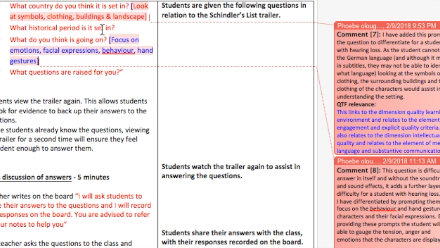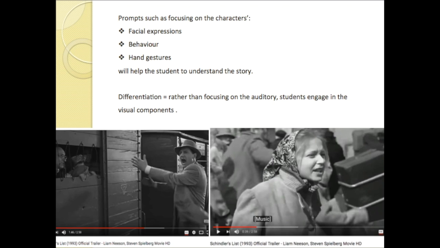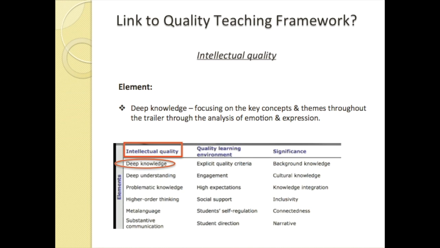Within the lesson titled Engaging, I have differentiated the question, which is the text in blue, that students will answer after watching the trailer for Schindler's List. As the student with hearing loss cannot hear the soundtrack or characters' voices, focusing on the facial expressions, behaviour and hand gestures can help them to understand the story. In other words, rather than focusing on the auditory, students will analyse the visual.